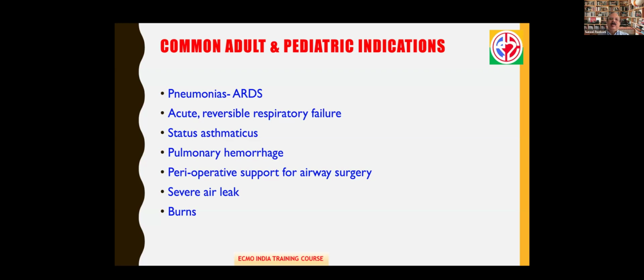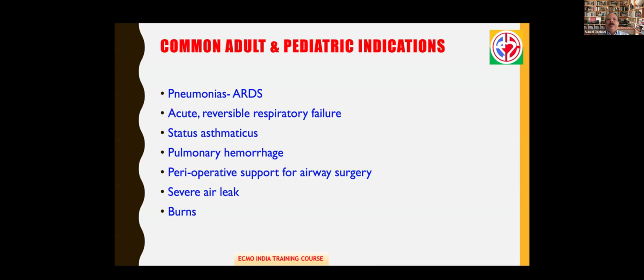So in those very resistant cases of status asthmaticus with high carbon dioxide, if they have access to ECMO, they can survive. And it is a beautiful technology because they don't need ECMO for a long period of time, just for a few days, and then they will be off on their own.